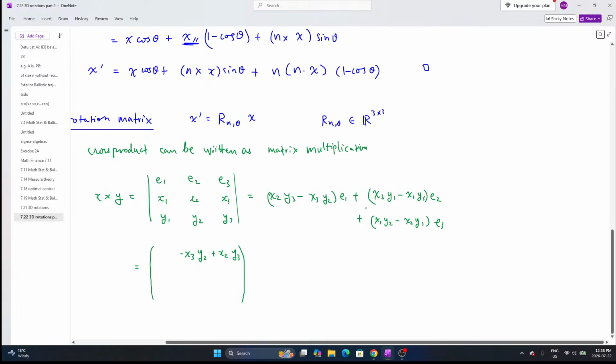Okay, so let's write down the second component. So we've got x3 y1. There's no y2 here, so we leave that as blank.